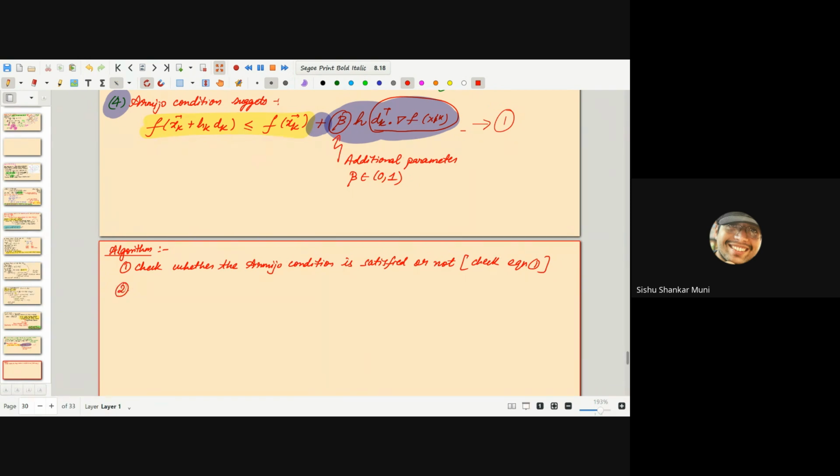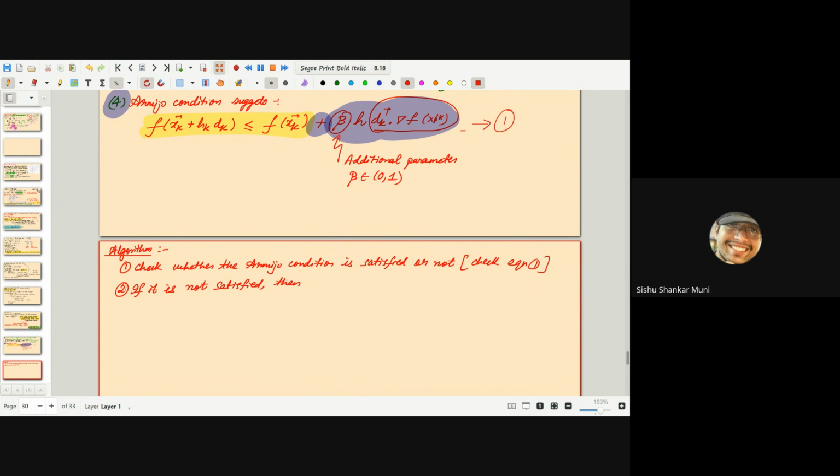Suppose it is not satisfied. If it is not satisfied, then only you change the step size. You saw the intelligent criterion here. Don't change the step size at every iteration. Rather, we can change it partially. Check whether the Armijo condition is satisfied. If the Armijo condition is satisfied, well and good. You don't need to change the step size.